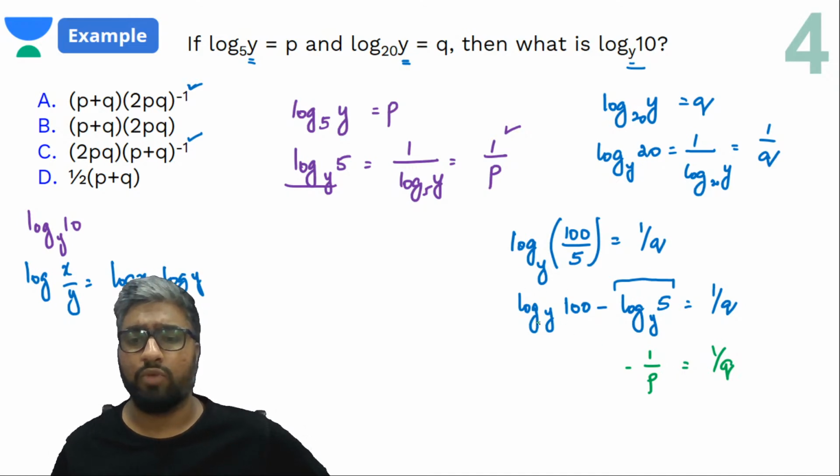What would this be? Can I write log 100 base y as log 10 squared base y? Yes, that means 2 times... this would become 2 times log 10 base y.